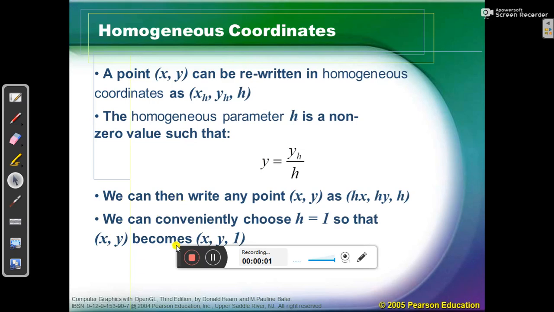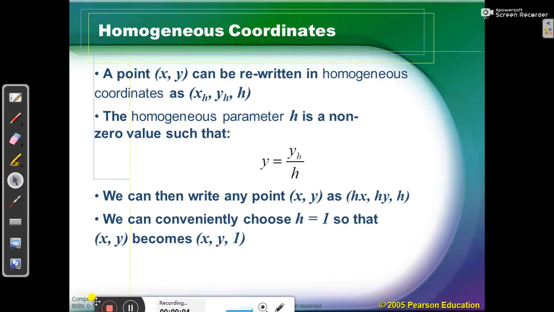Hello student, in this video I am going to discuss a very small topic, homogeneous coordinates.